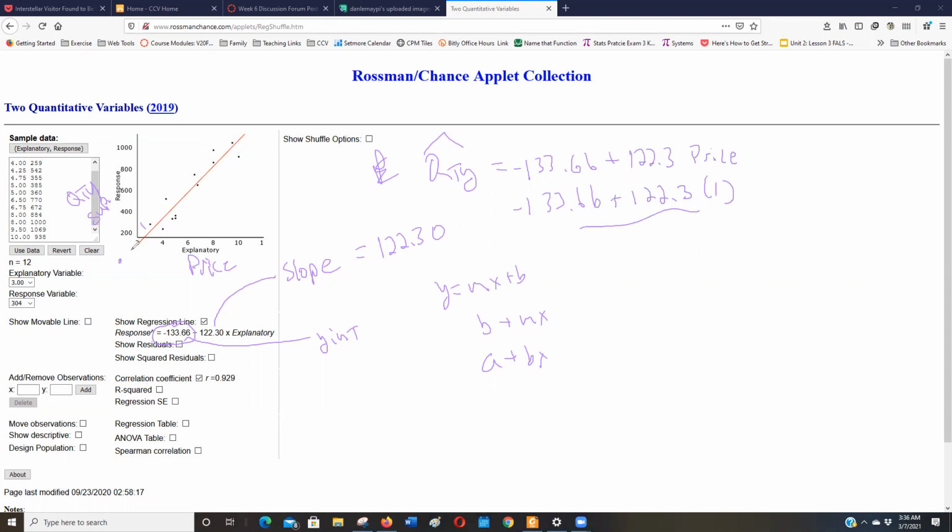And when x equals 1, we can see that it's negative on the graph. Of course, we should see that here in the calculation too. So this is an example of extrapolation.